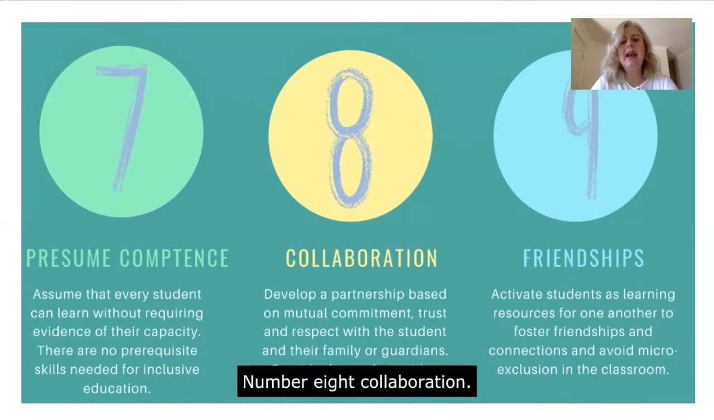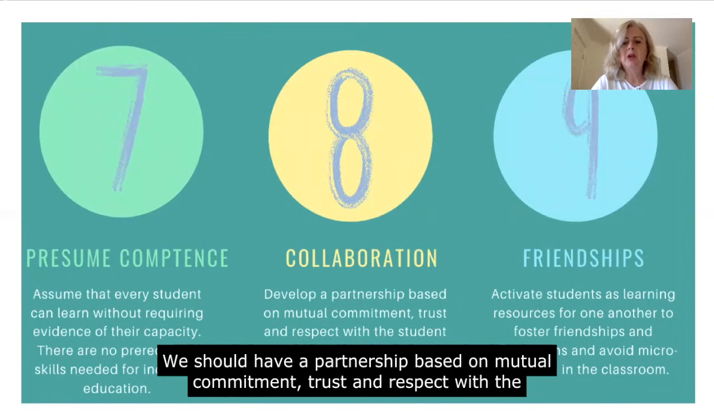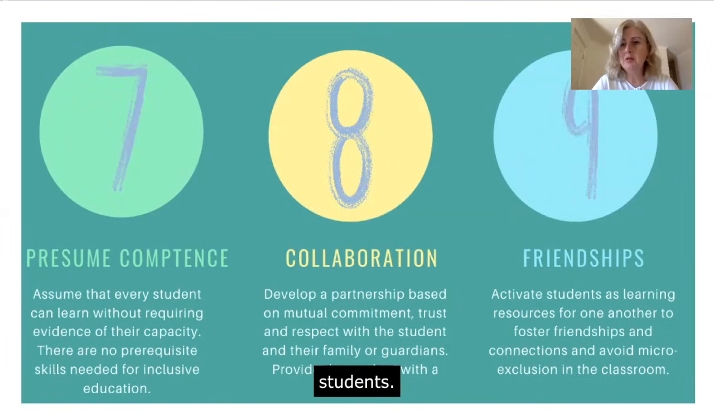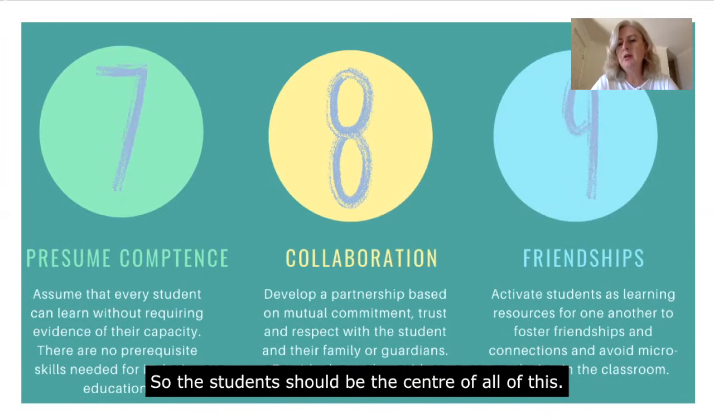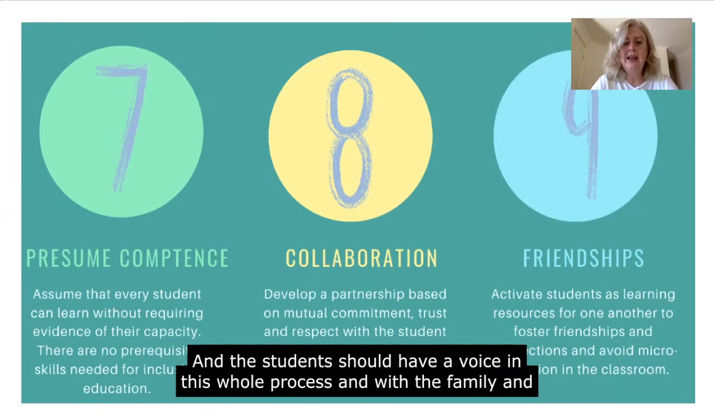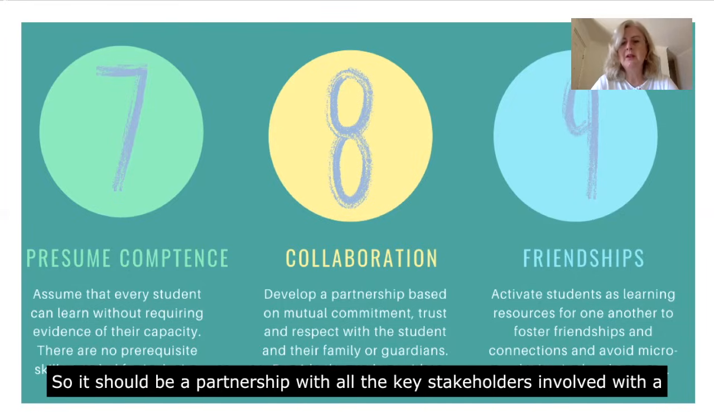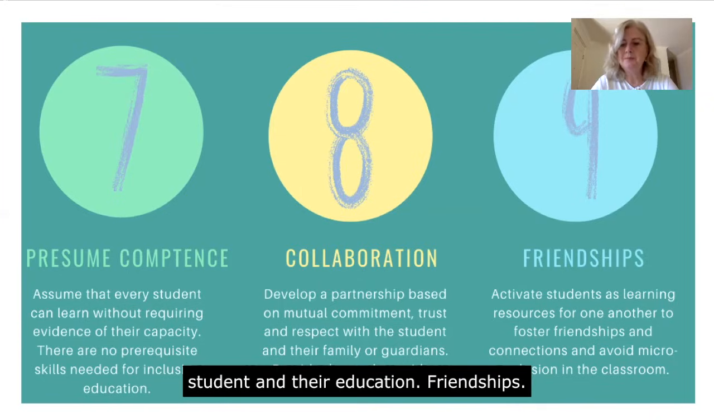Number 8, collaboration. So collaboration is really important. We should have a partnership based on mutual commitment, trust and respect with the student. So the student should be the centre of all of this, and the student should have a voice in this whole process, and with the family and guardians. So it should be a partnership with all the key stakeholders involved with the student and their education.